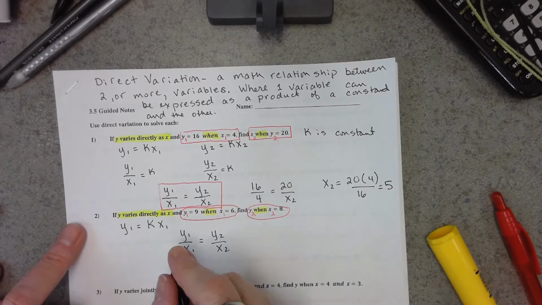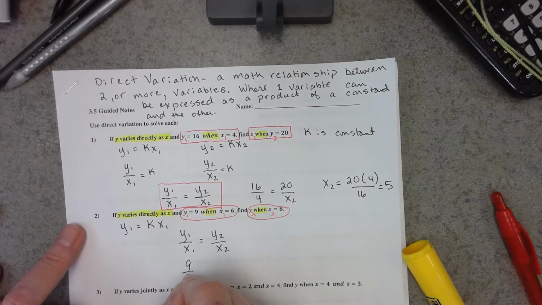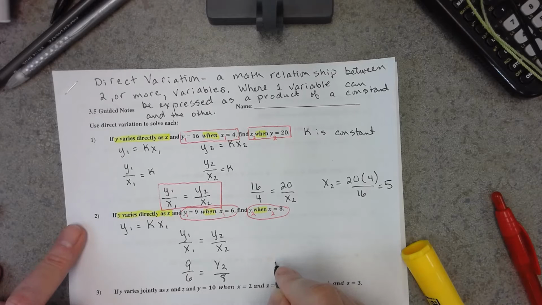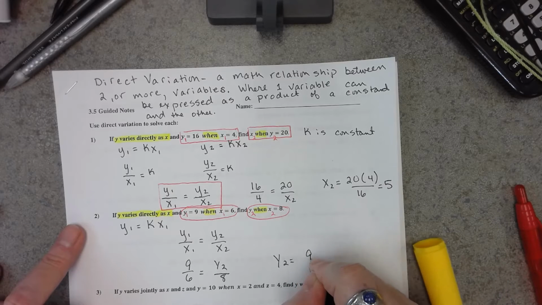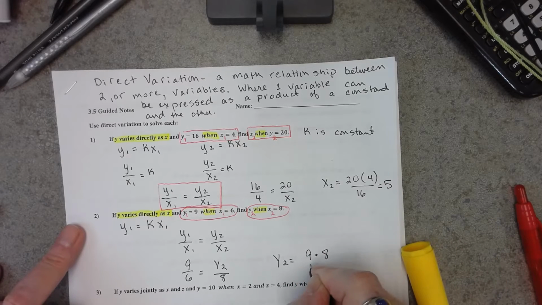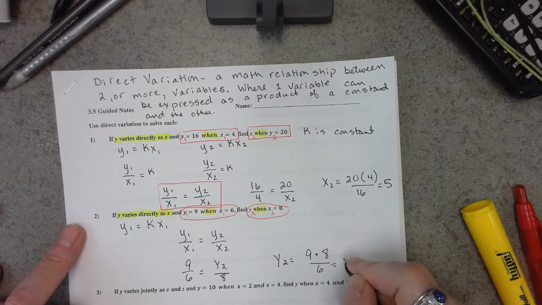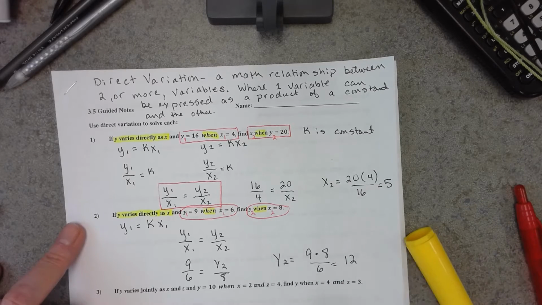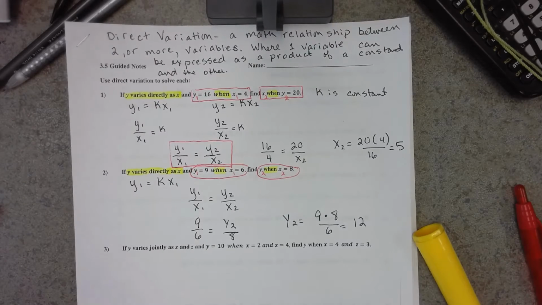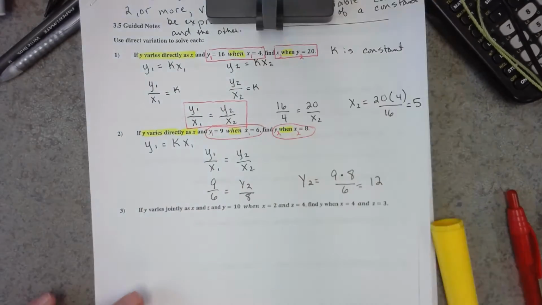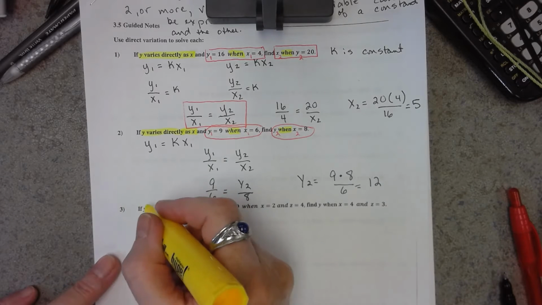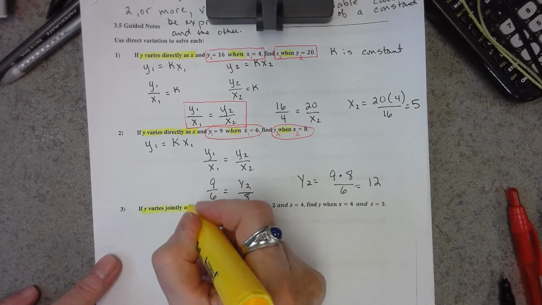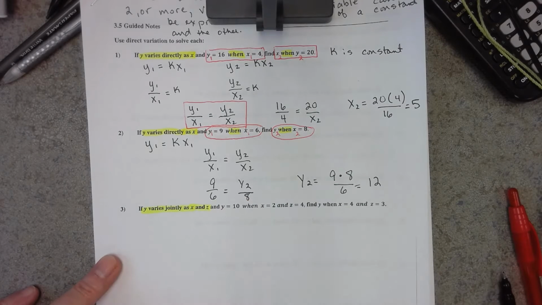Plugging in, you'll find you have 9 over 6 is equal to y2 over 8. Again, using cross products to solve, you can take 9 times 8 divided by 6, which gives you that y2 is equal to 12. So that takes care of the first two. The relationship for the last one is a little bit different. It says y varies jointly as x and z.